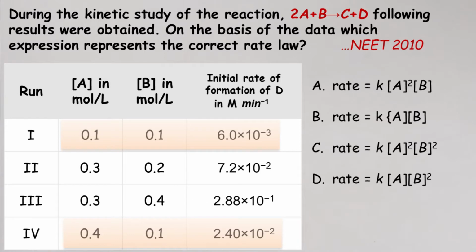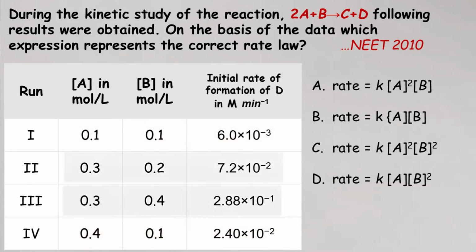Now it is easier if you write the initial reaction rates differently. I have made the concentration of A 4 times, and the initial reaction rate has become 4 times. So it's a linear increase. So the order with respect to A is 1.